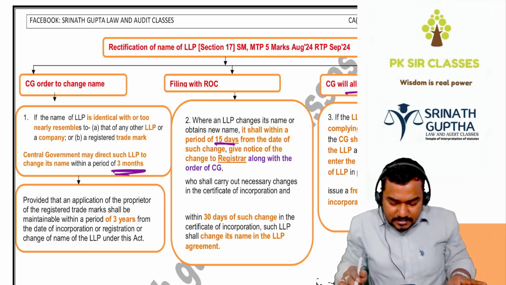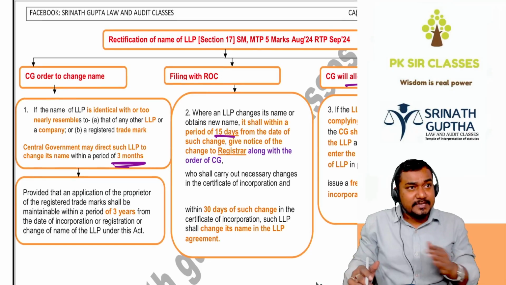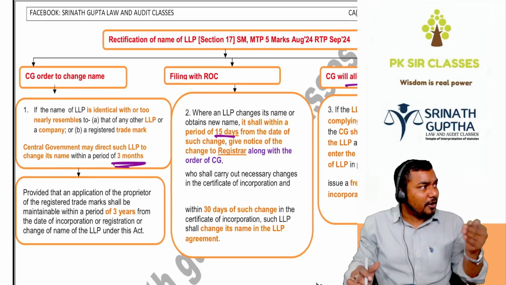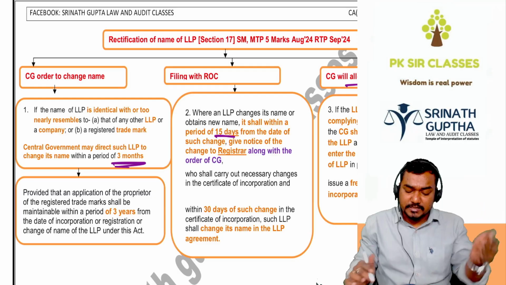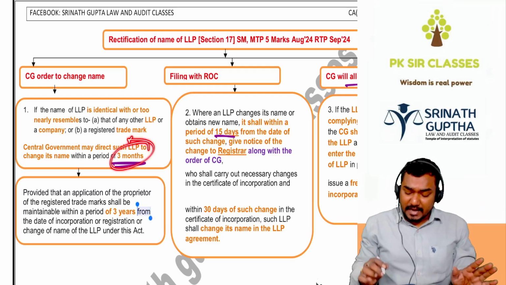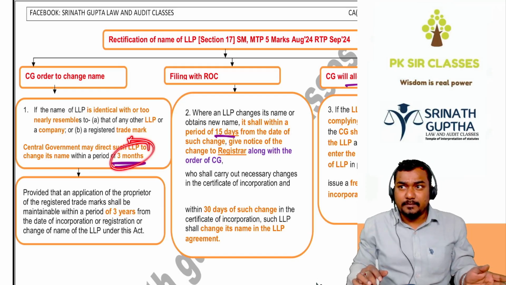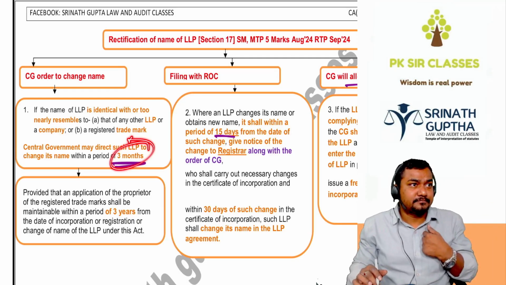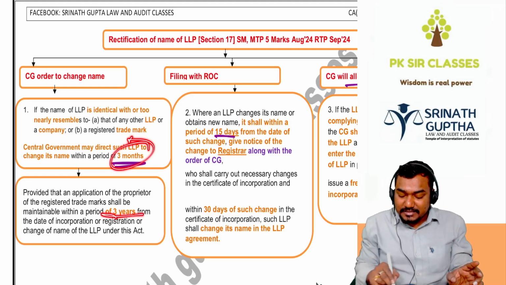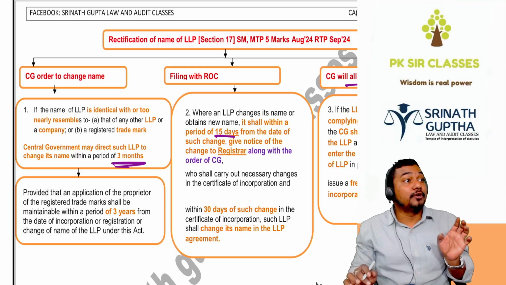If the name is similar to an already existing LLP name, company name, or trademark, then the CG may order you to change your name. Based on the order of the CG, the LLP has to change its name within 3 months. A registered trademark owner may also apply to the Central Government if the LLP name is similar to his name, but this has to be done within 3 years from the formation of the new LLP.